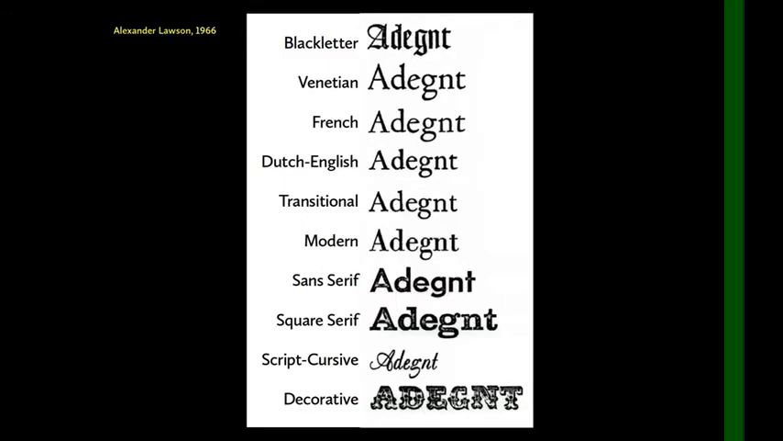Alexander Lawson in 1966. He is the first American on our list so far. He proposed this system in 1966. So as you can see, he has 2, 3, 4, 5, 6 different categories for serif typefaces, 1 category for sans serif. Any and every sans serif will fit into this single category.